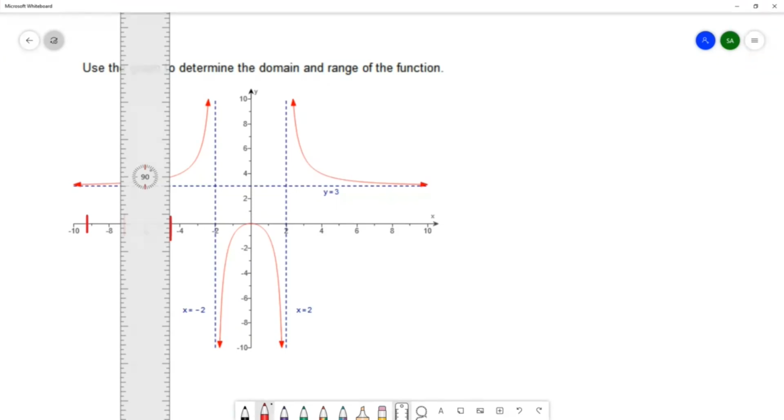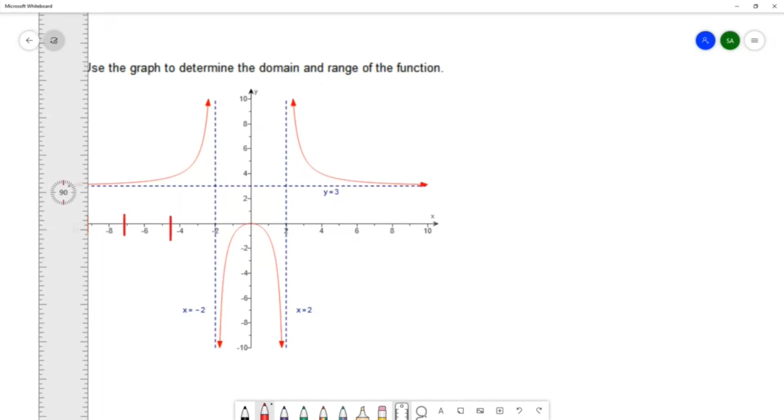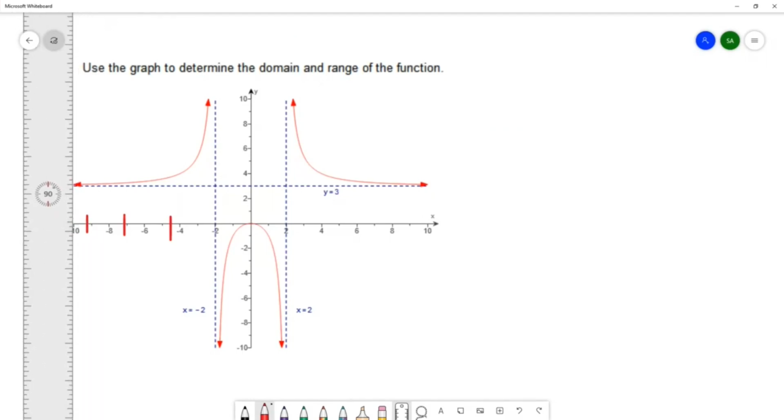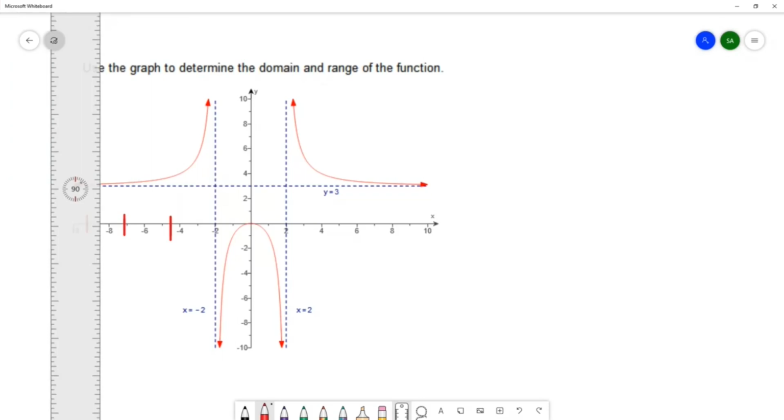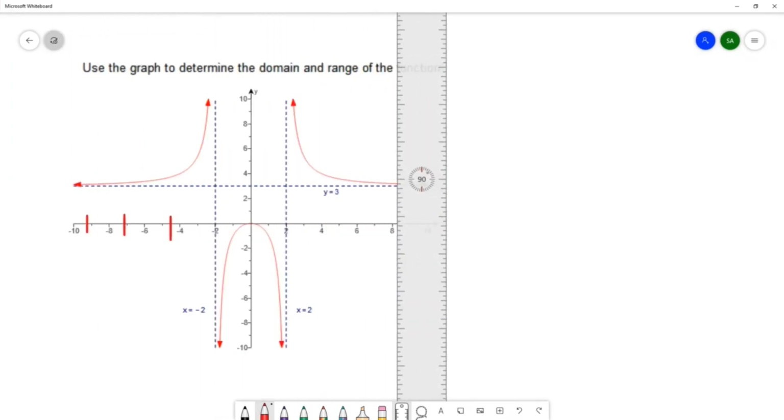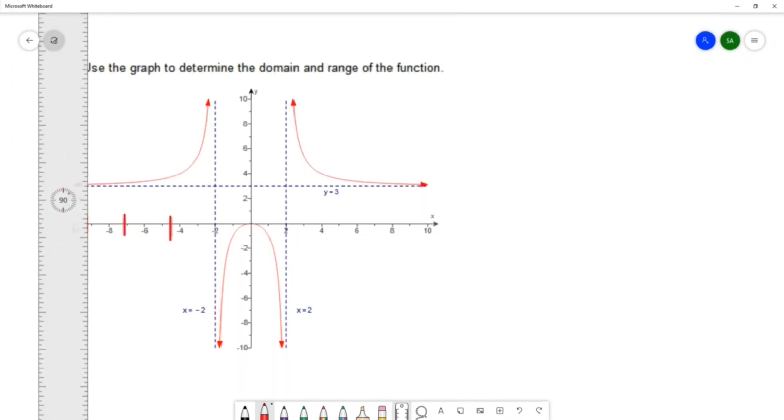So I'm holding this ruler. You might want to use a pencil vertically. And I'm going to go from left to right, because I'm going to use interval notation, and interval notation always goes smallest to largest, left to right.